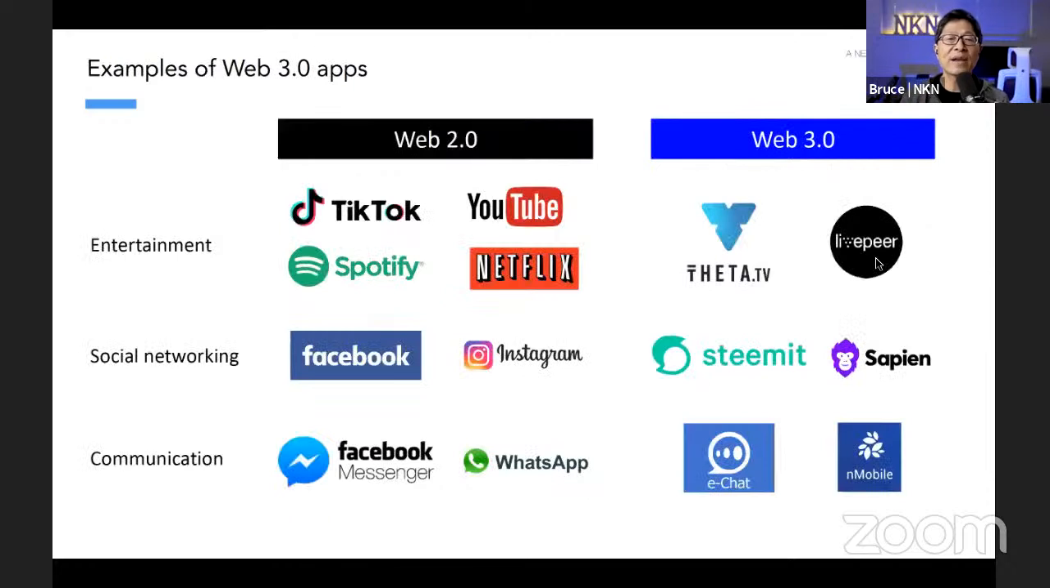And then the last one, very quickly, I did a very off-the-back-of-my-hand survey. How can we use Web 3.0 applications in normal use, right? So let's not talk about NFT or DeFi for a moment. If you look at the popular apps that people use every day, you have the entertainment side, you have social networking, and you have communication or chat and messaging.